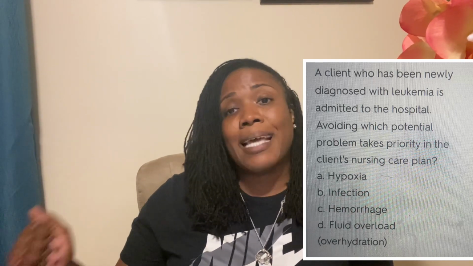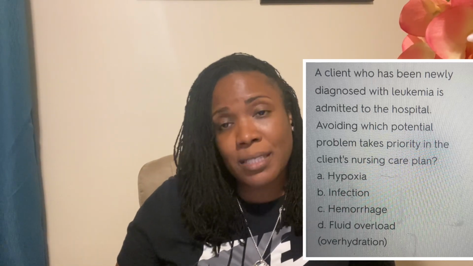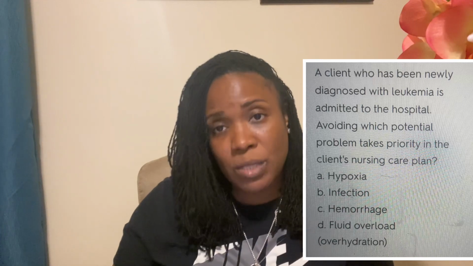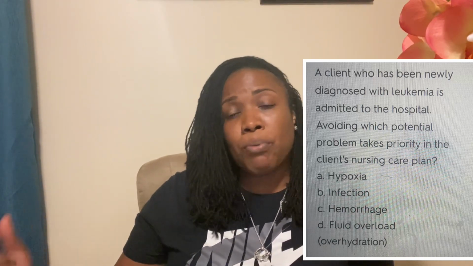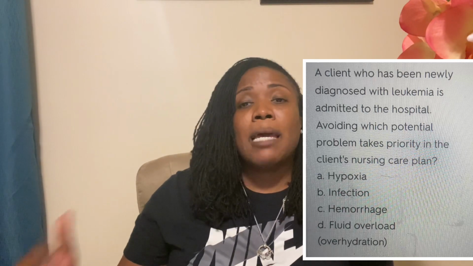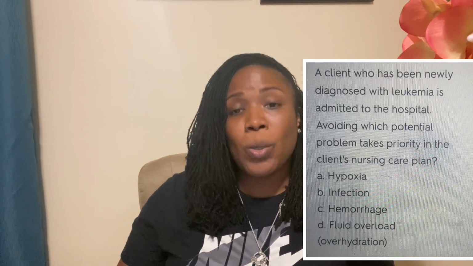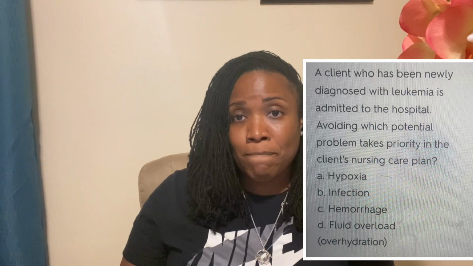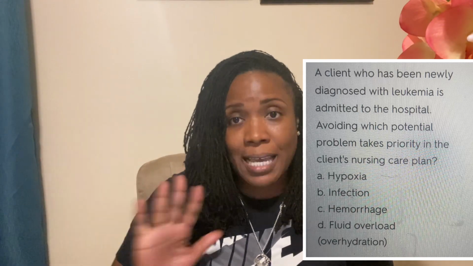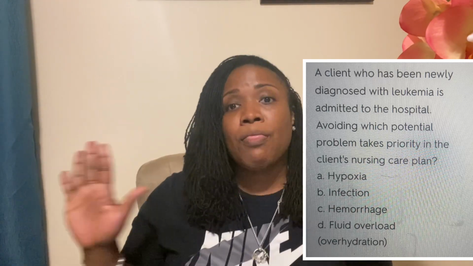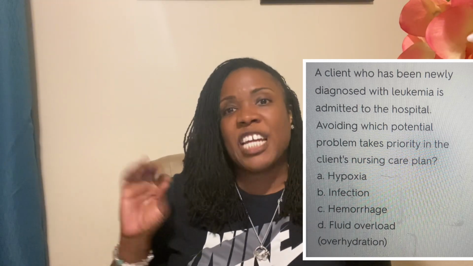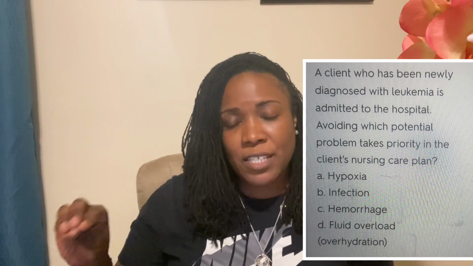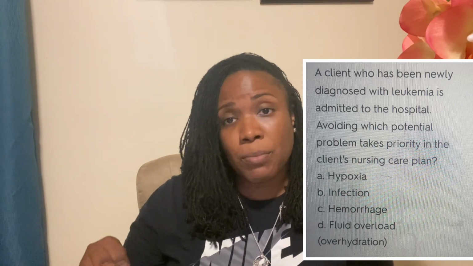Leukemia is a cancer. It's a cancer in the blood. It attacks the immune system and suppresses it. By suppressing your immune system, it makes you susceptible to infections. That's what leukemia does. So it directly affects your immune system and your blood.